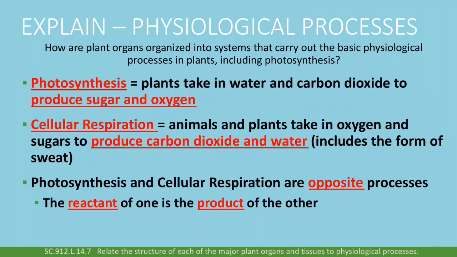Photosynthesis and cellular respiration are opposite processes. The reactant of one is the product of the other one. So I'll show you a little picture here in a second, but photosynthesis and cellular respiration, think of them as being 2 sides of the same coin. What you need for one, the other one produces. What the other one produces is what is used to begin the other one.